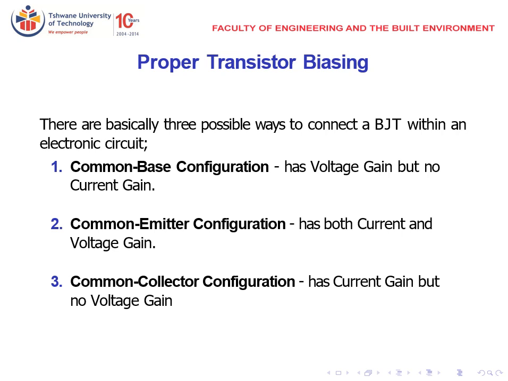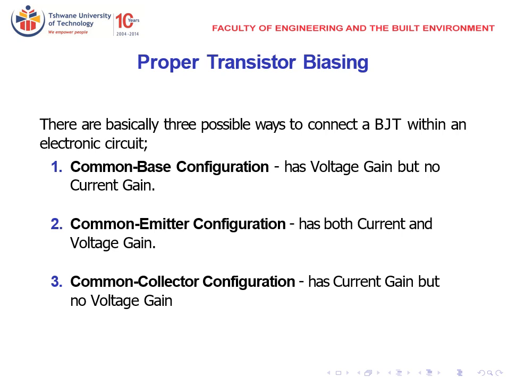Proper transistor biasing. There are basically 3 possible ways to connect a BJT within an electronic circuit. Number 1, it's the common base configuration. Number 2, it's the common emitter configuration. And then number 3, it's the common collector configuration.